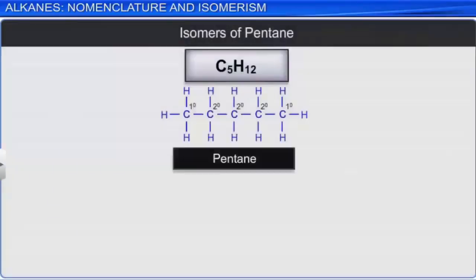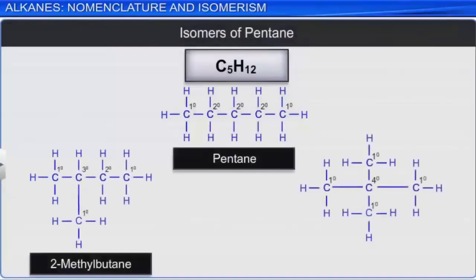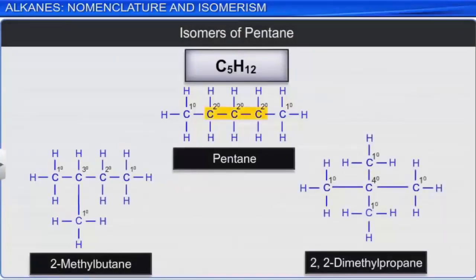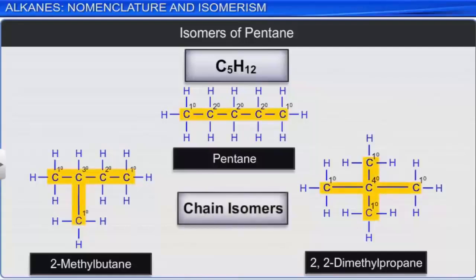In pentane, we get three possible structures. 1. A continuous chain with secondary carbon atoms. Another with one tertiary carbon atom, and the third with neo or quaternary carbon atoms. Here, the structural isomers differ in the carbon chain structure and hence are called chain isomers.